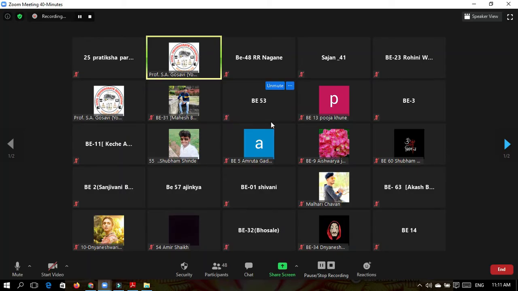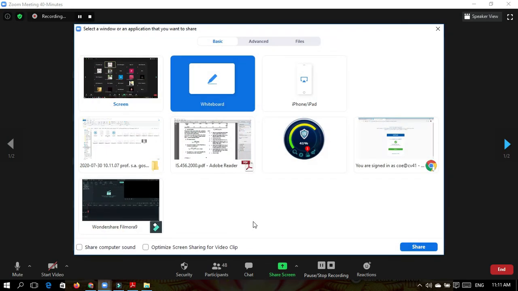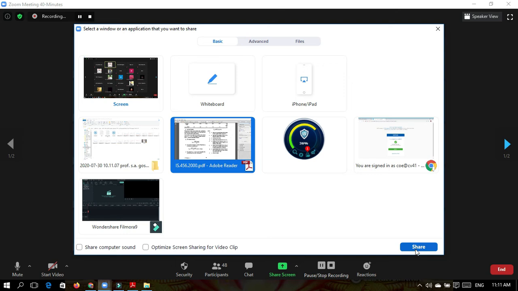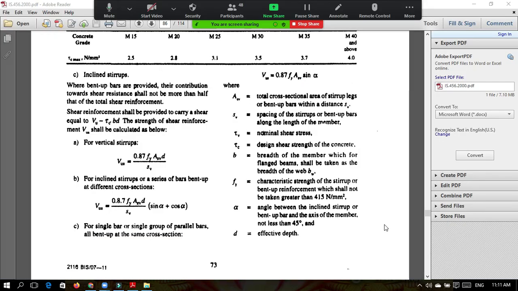So now I will go to the IS code and we will move to the table number. What is our table number? Table number 12.